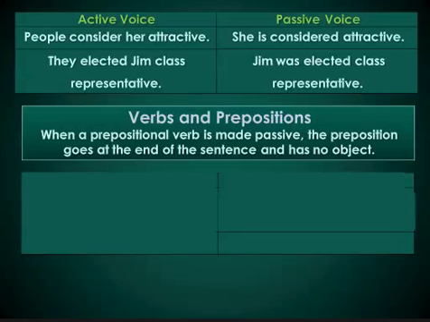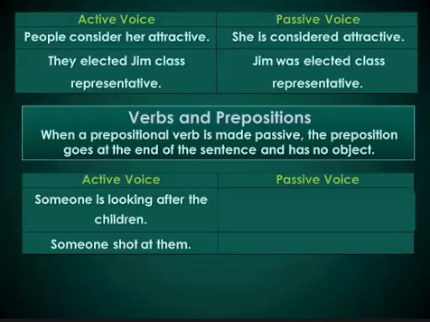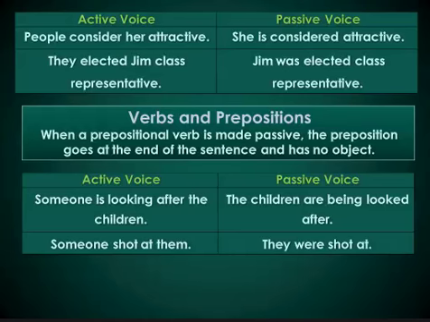Now, what do we do when we have to deal with verbs and prepositions? When a prepositional verb is made passive, the preposition goes at the end of the sentence and has no object. Have a look. Someone is looking after the children. The children are being looked after. Someone shot at them. They were shot at.